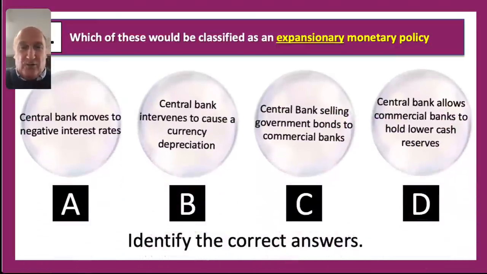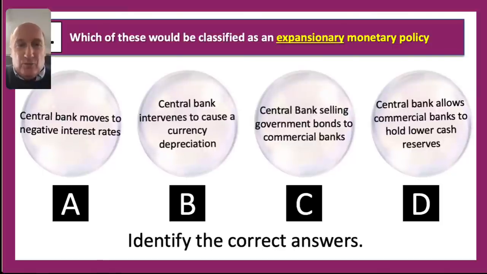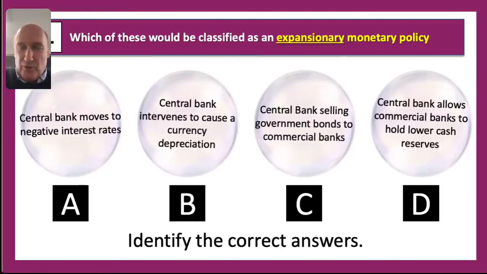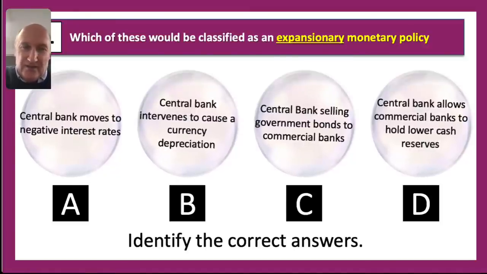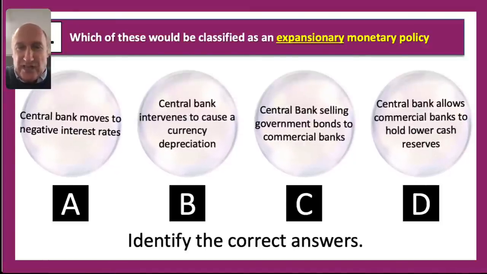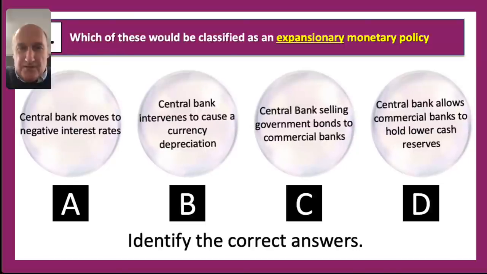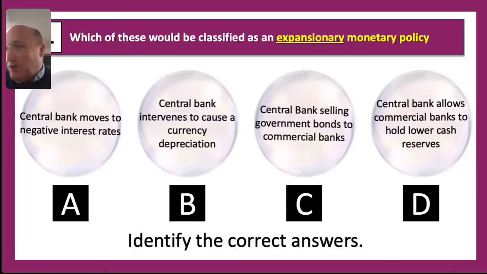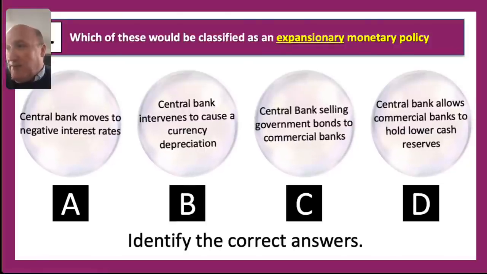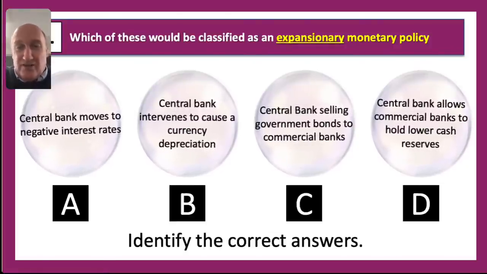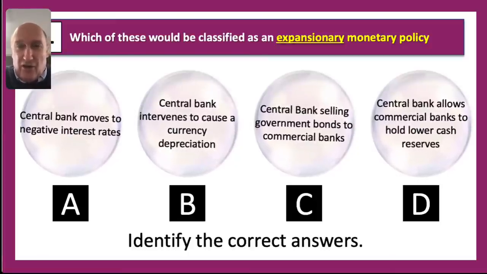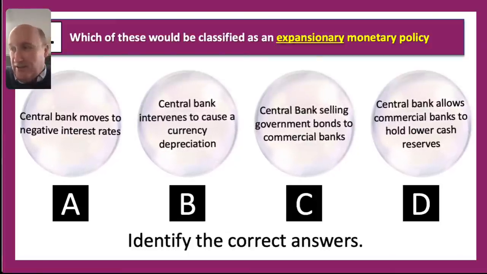Yes. This is a technical question. Which of these would be classified as an expansionary monetary policy? I'll give you a clue here. Some of the right answers start with the words central bank. I don't know if that's helpful or not. Which of these, A, B, C, D, 1, 2, 3, 4, or none of them, would be classified as an expansionary monetary policy? Henry says interest rates are set by the government, right? No, Henry, interest rates are set by the central bank, which in most countries, not all, but most countries, is largely independent of the government.